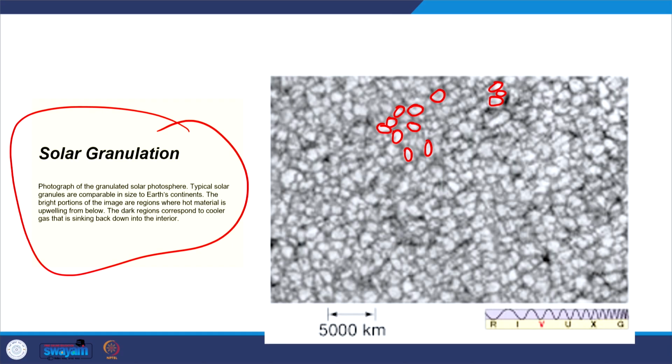Now, the typical solar granules are comparable in size to the Earth's continents. The bright portions of this image are the regions where hot material is upwelling from below. The dark regions correspond to cooler gas that is sinking back into the interior. Okay. Many much higher resolution images are also available on the internet. Please try to see those images and develop a feeling for all the physical processes that I have covered in this lecture. We will continue this discussion with more interesting aspects about the sun in the next lecture.